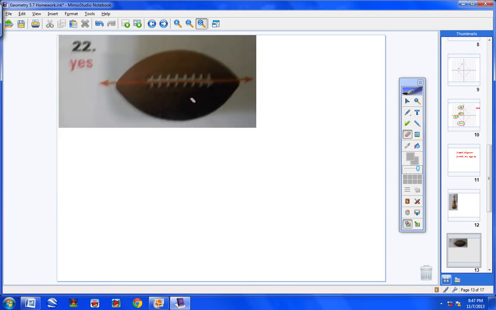All right, number 22, yes, definitely. Of course, you see the answer right here, but definitely, yes. I mean, here it is. If you were to fold that picture right in half, everything would fall right on top of everything on the other side, so definitely yes.